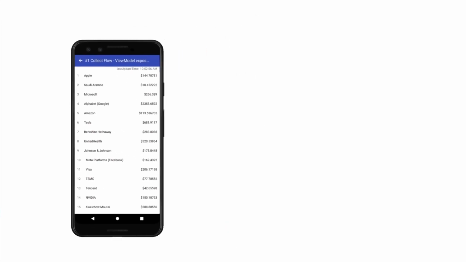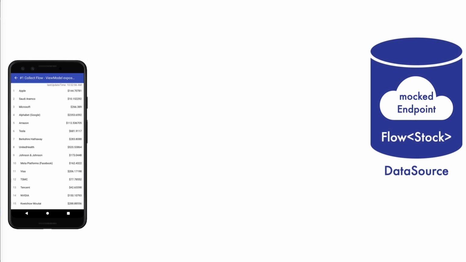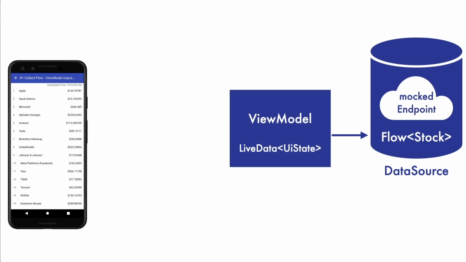The stock data is retrieved by periodically calling a mocked endpoint. Within our app, we will extract this data fetching logic into a separate component, the DataSource, and this DataSource will expose a flow of stocks. In the view model of this use case, we can then observe this flow in order to get updated whenever we have new data about the stock prices.